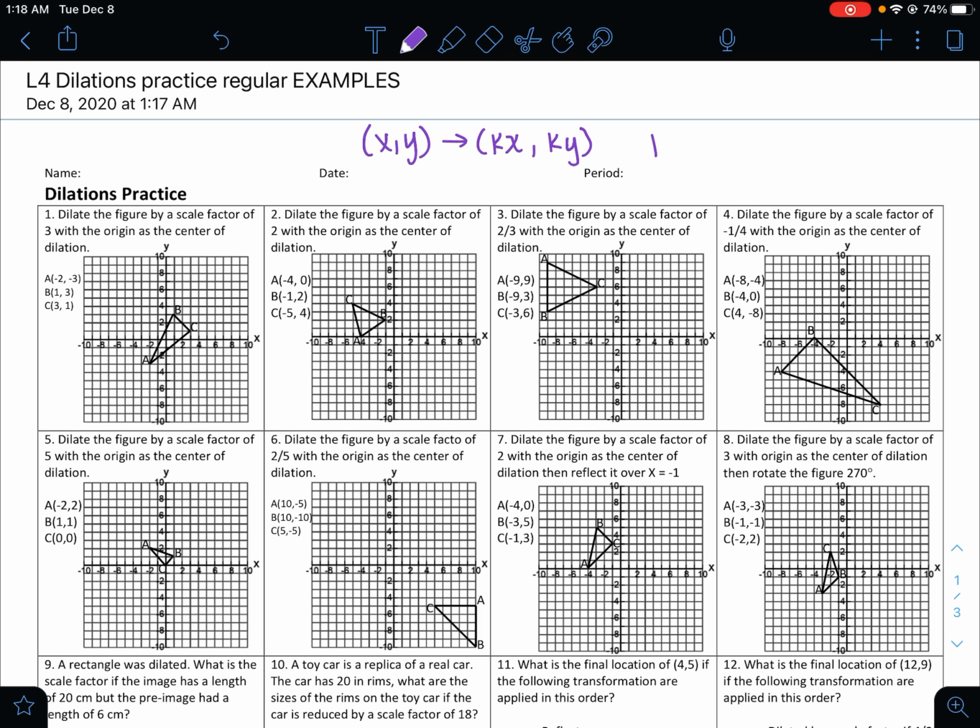You will notice that when k, which is just the number that you're multiplying by, we call that the scale factor. When k is greater than 1, you're going to have what we call an enlargement. It's going to get bigger. And then when k is less than 1, you're going to have a reduction. And then if k is equal to 1, nothing's going to happen. So there will be no change. And again, we call k the scale factor. So the scale factor is just the number you multiply by.